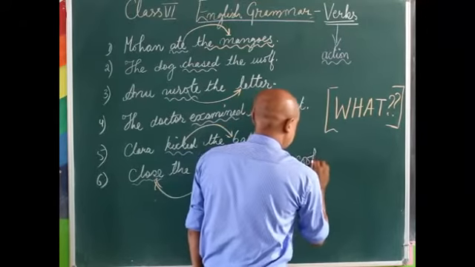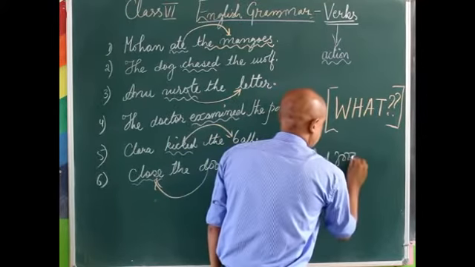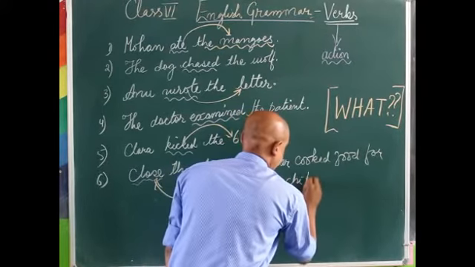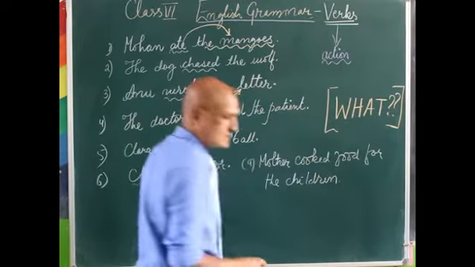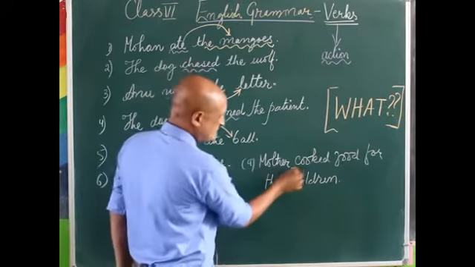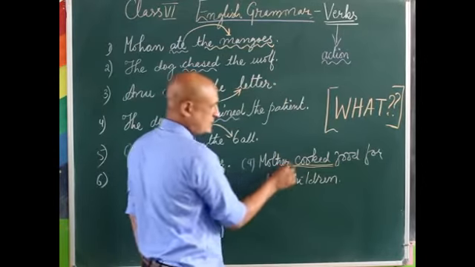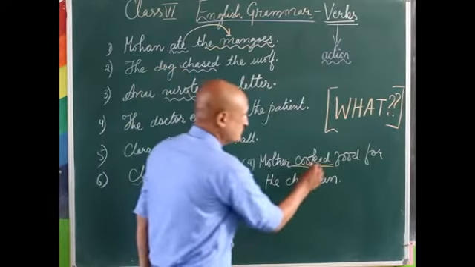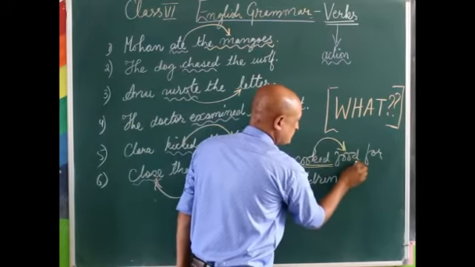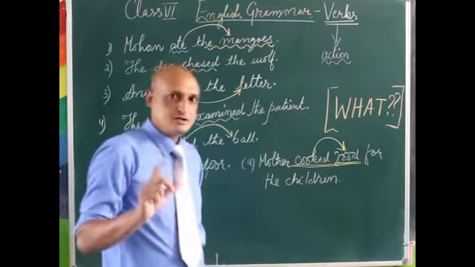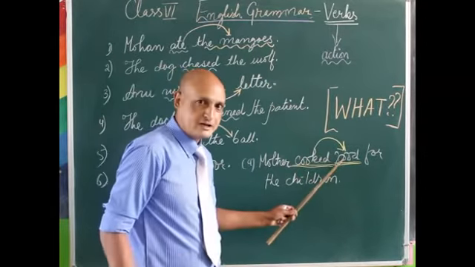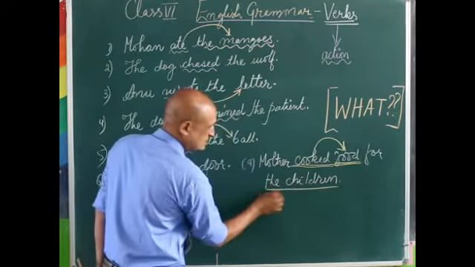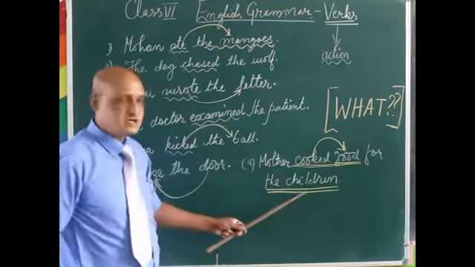Mother cooked food for the children. Now in this sentence, which is the verb? The verb is cooked. Mother cooked. Cooked what? Food. So food here is the direct object. Now for whom? For the children. This is the indirect object.